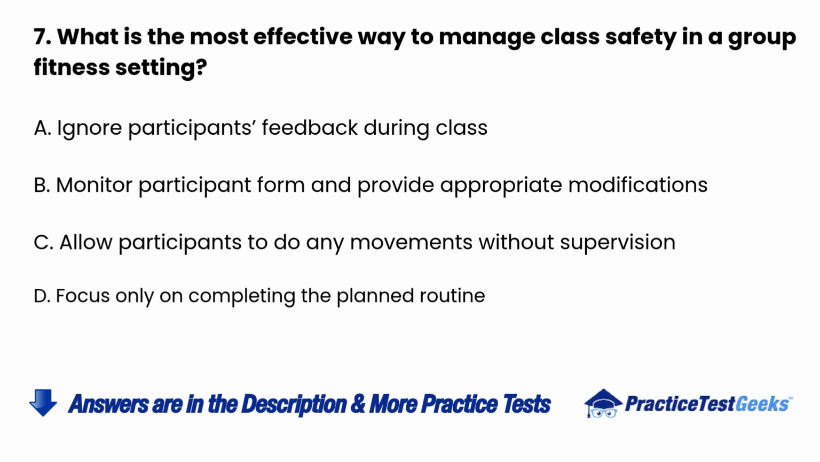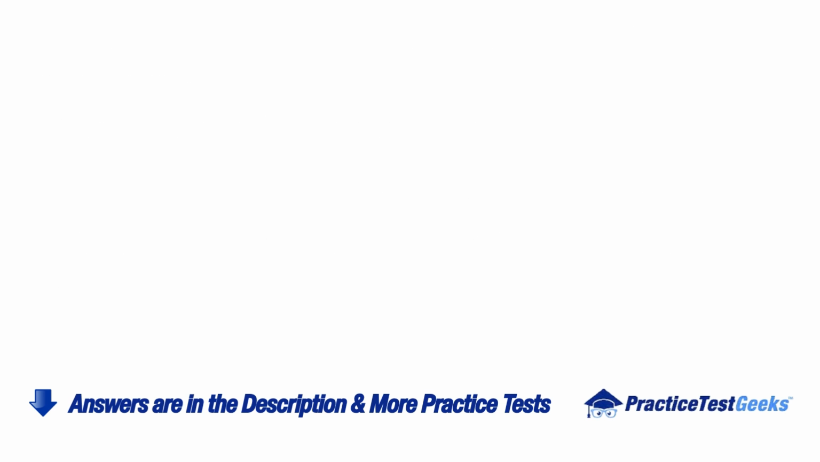7. What is the most effective way to manage class safety in a group fitness setting? A. Ignore participants' feedback during class. B. Monitor participant form and provide appropriate modifications. C. Allow participants to do any movements without supervision. D. Focus only on completing the planned routine.